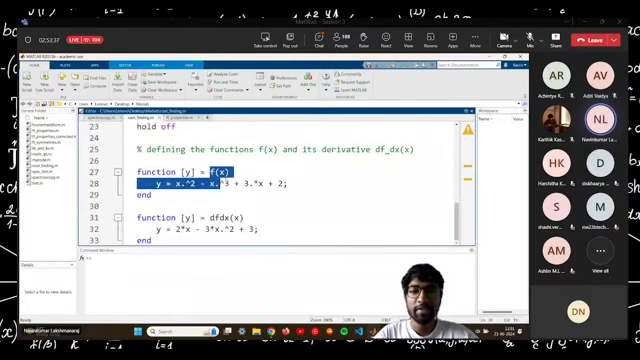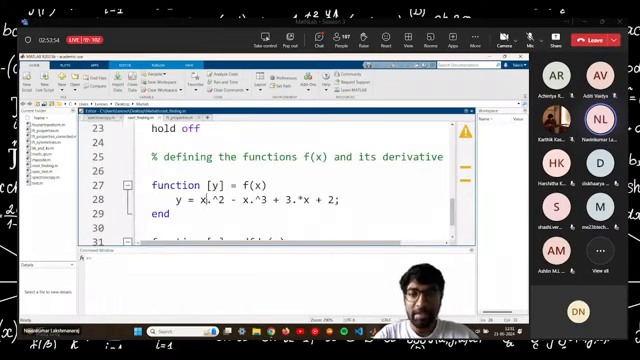The first one being f of x. So it takes an x as the input. The function is called f, and the output is y. And what I do is set y to x square minus x cube plus 3x plus 2. This is just some example function. You can plug in whatever function you want.